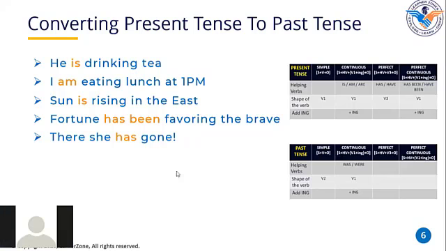Go is the first shape, and then add ing to that. There she was going. Correct.